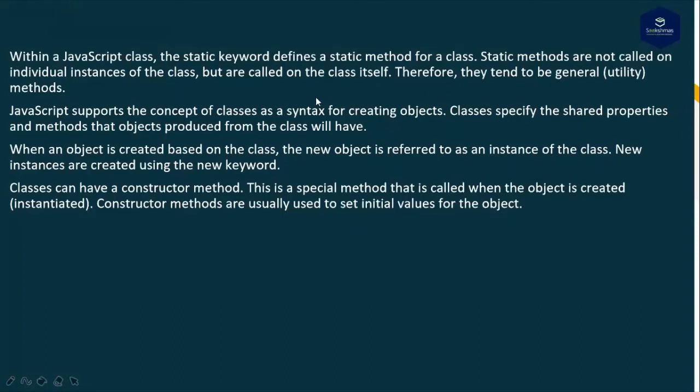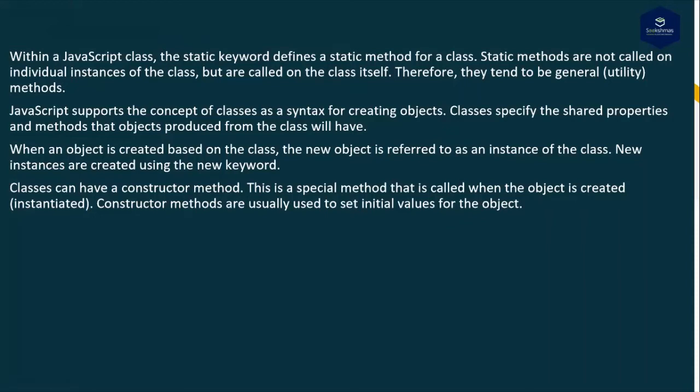As I've said, therefore they tend to be general utility methods. It's not like any different. It is a general utility method. JavaScript supports the concept of classes as a syntax for creating objects, as we have used earlier. And classes specify the shared properties and methods that objects produced from the class will have. Okay.